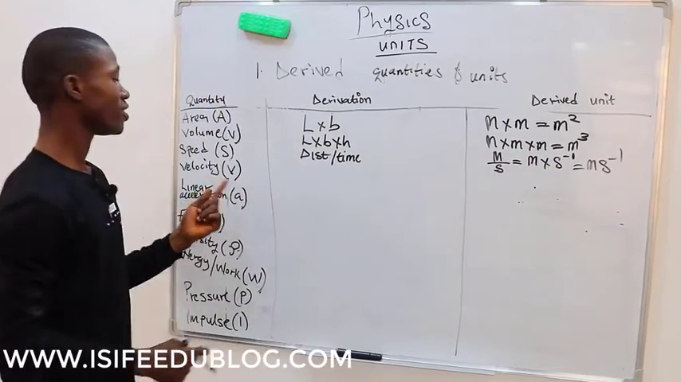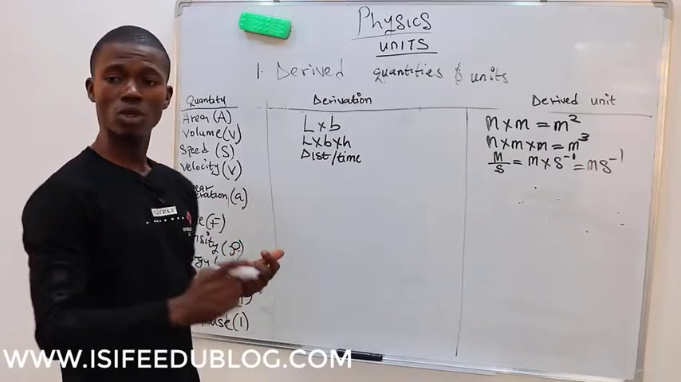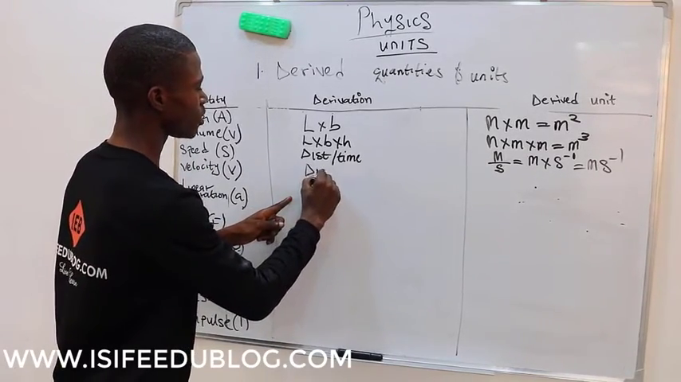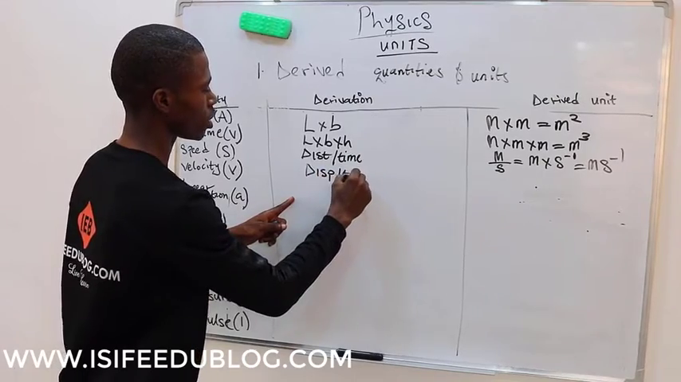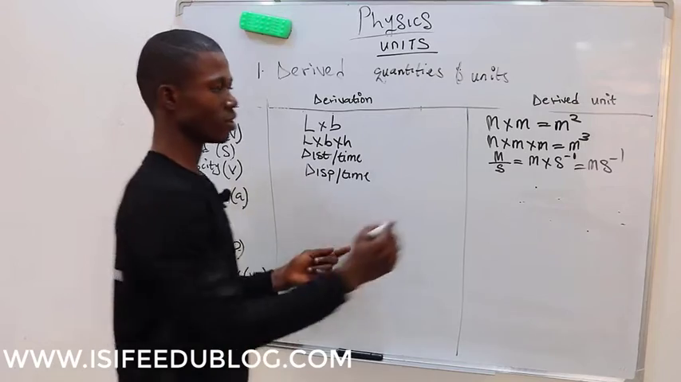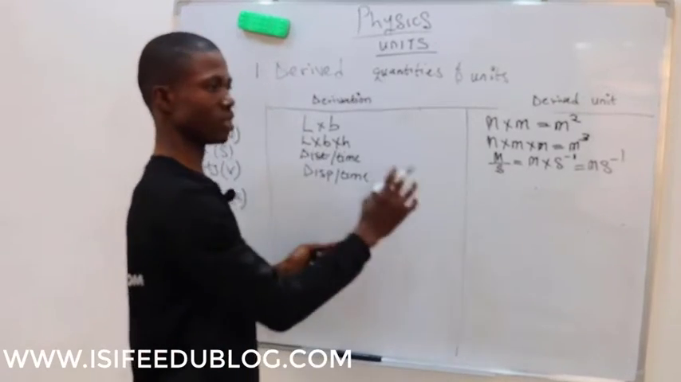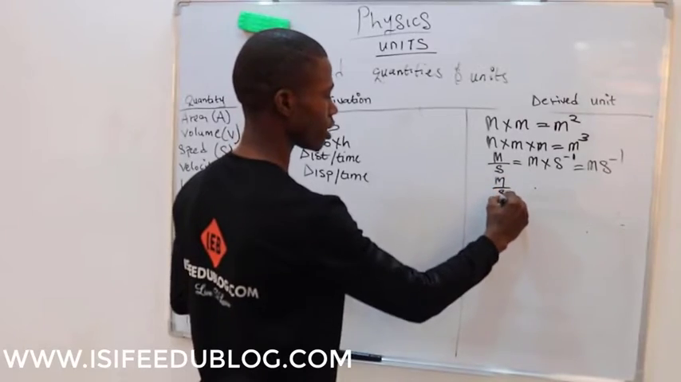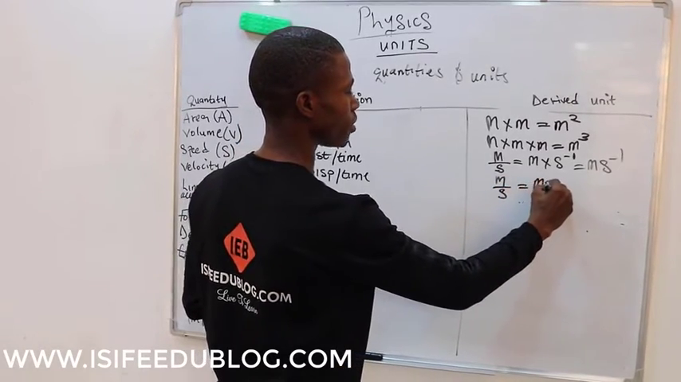Okay, the next is velocity. Velocity is displacement over time, and displacement is also measured in meters. Time is measured in seconds. It has the same unit as speed. Meter over time, which is meter per second.